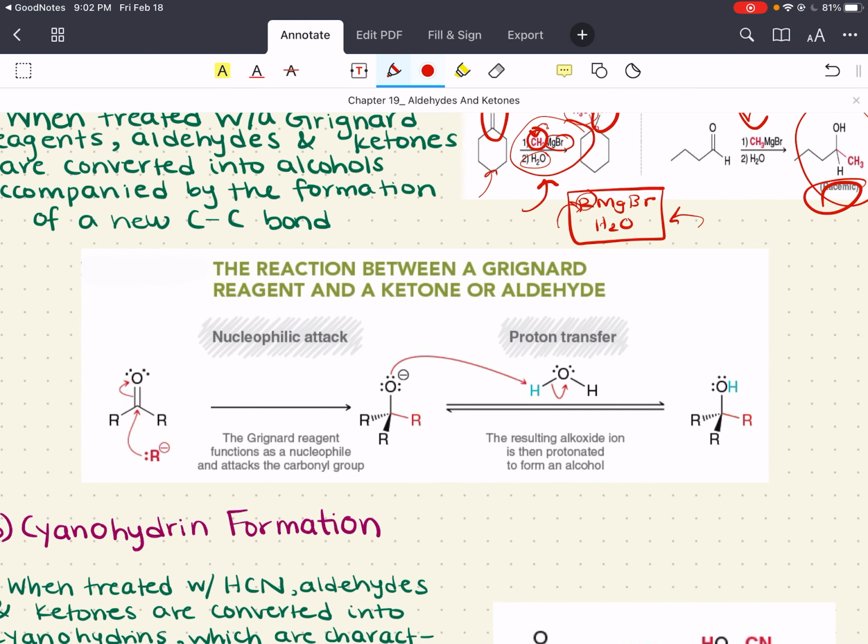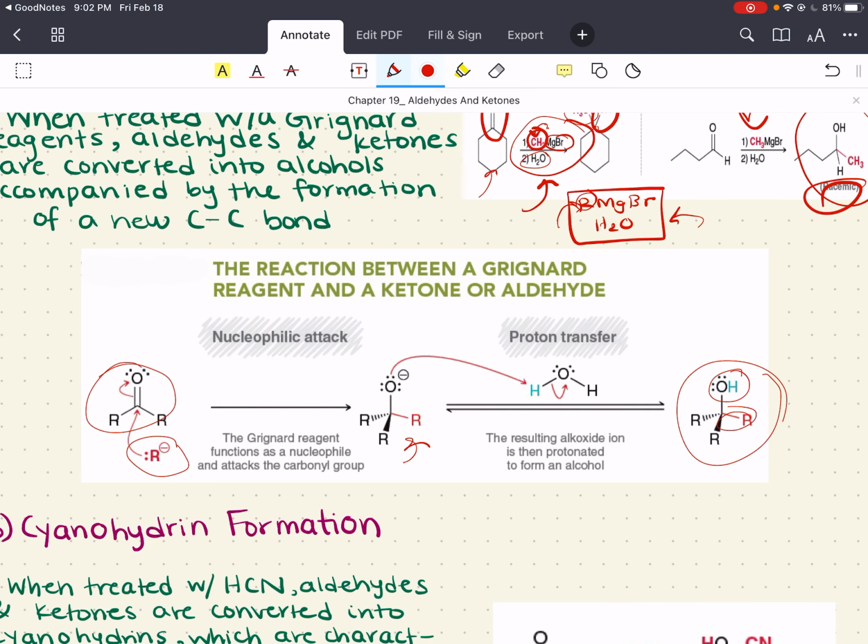Again, this is a simplified mechanism of a Grignard reagent with a ketone or aldehyde. Essentially, you have your Grignard reagent and you have your ketone or aldehyde. Your Grignard reagent is going to function as a nucleophile and attack your carbonyl group. Then the resulting alkoxide ion is protonated to give you that alcohol group plus whatever R group, whatever alkyl group, you're going to attach there.